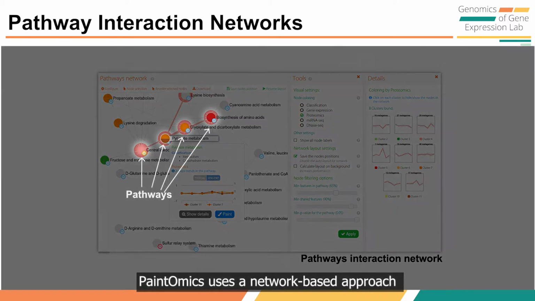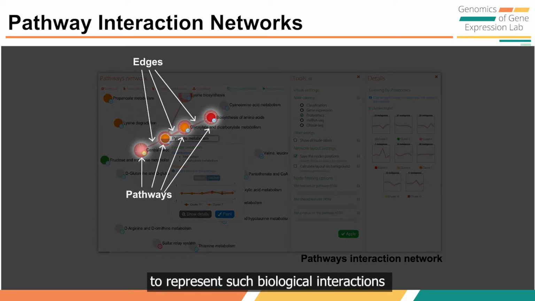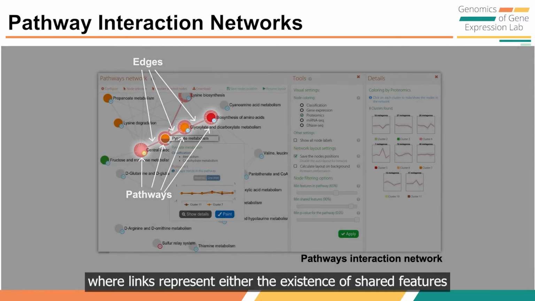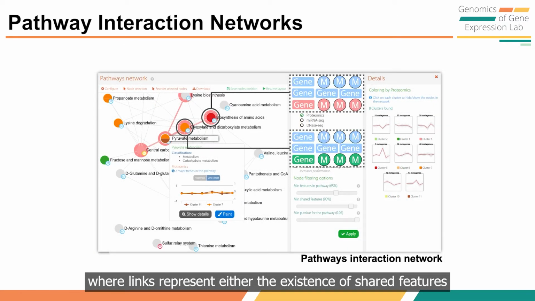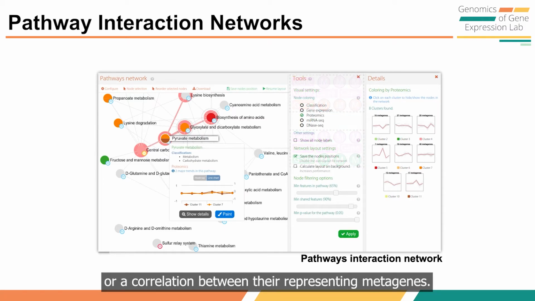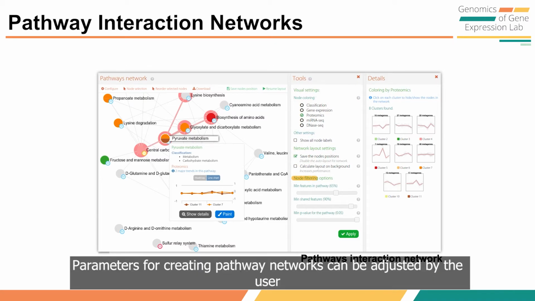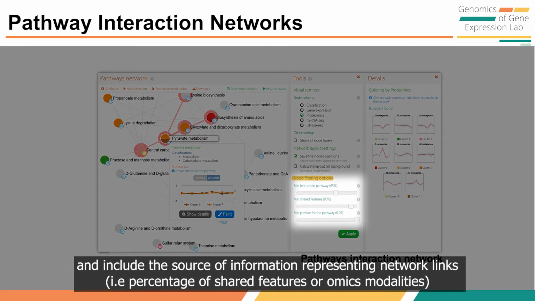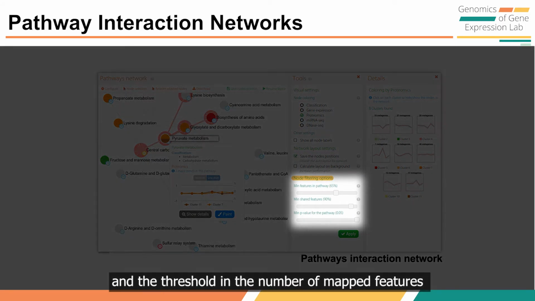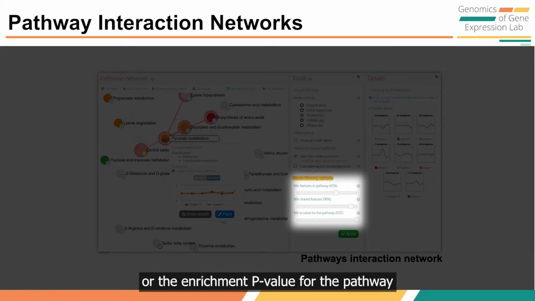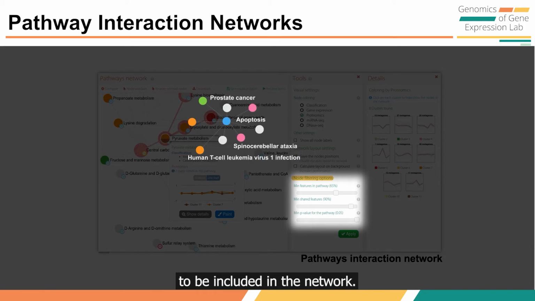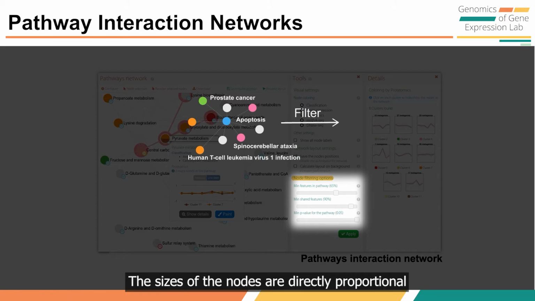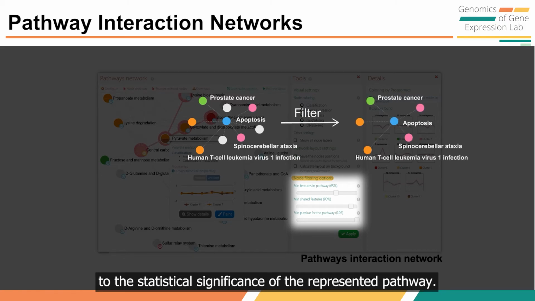PaintOmics uses a network-based approach to represent such biological interactions and creates interactive pathway networks where links represent either the existence of shared features or a correlation between their representing metagenes. Parameters for creating pathway networks can be adjusted by the user, and include the source of information representing network links and the threshold in the number of mapped features or the enrichment p-value for the pathway to be included in the network. The sizes of the nodes are directly proportional to the statistical significance of the represented pathway.